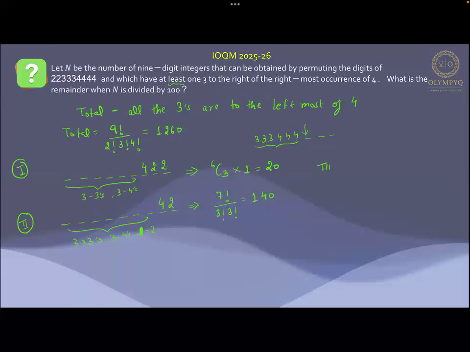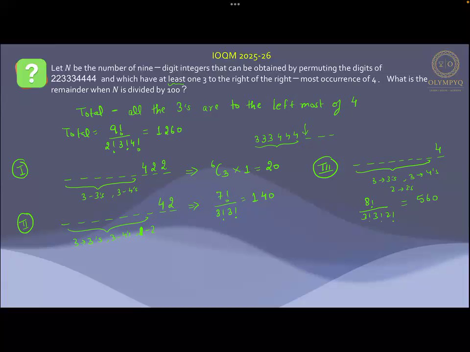Now case number 3: places 1, 2, 3, 4, 5, 6, 7, 8, and 9. Now 4 can come at the last place. Now we are left with 3 threes, 3 fours, and 2 twos. The number of numbers that can be framed from here will be equal to 8 factorial divided by 3 factorial, 3 factorial, and 2 factorial. So this total will come out to be equal to 560.